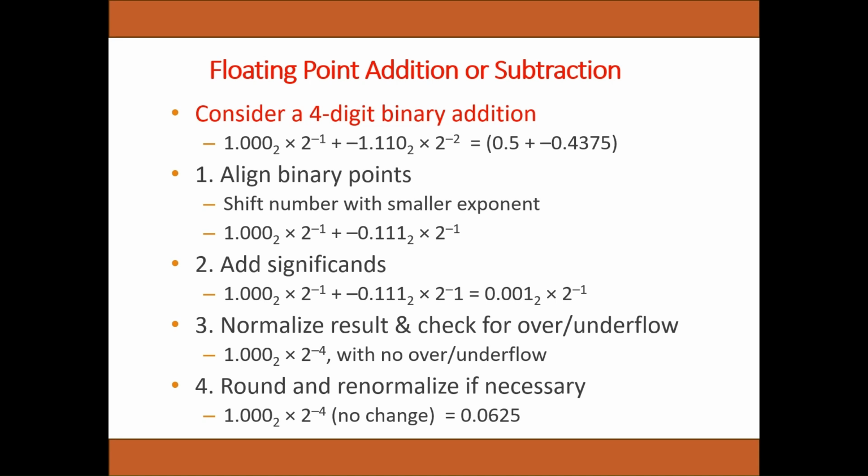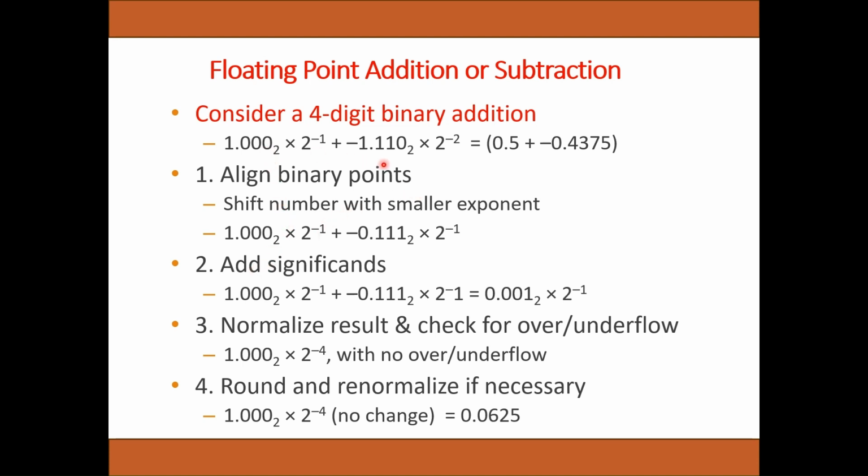Now you know that in floating point representation, the mantissa is represented as sign and magnitude. So there is no need to do anything to the magnitude part, because the sign bit will come separately. So the second number will be subtracted from the first number, and the result will be 0.001 into 2 to the power -1. So the steps are, first of all, you have to align the binary points.